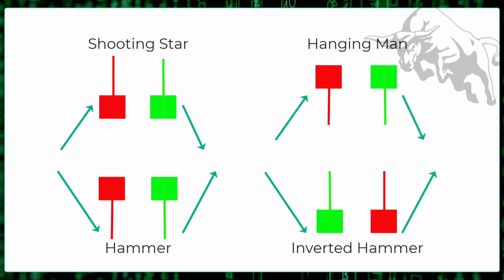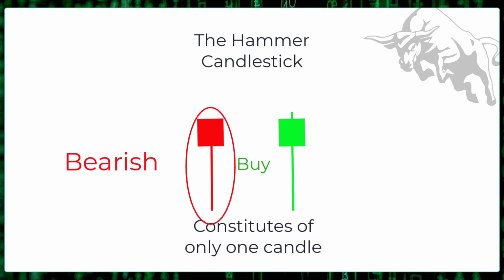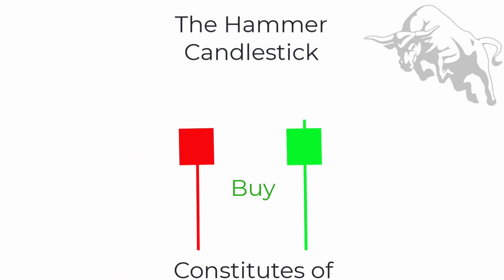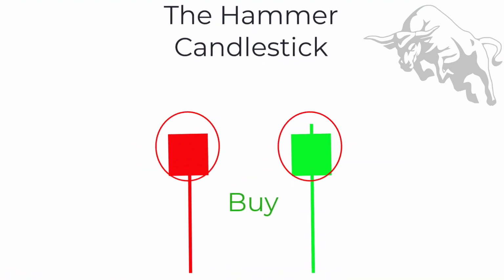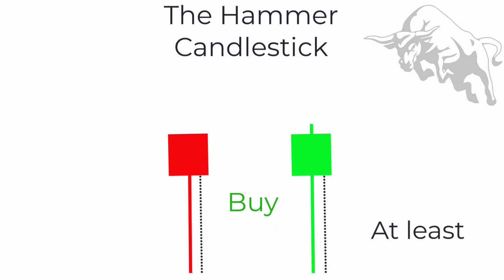The first 4 candlestick patterns, which I will go over now, do look very similar, and are easy to memorize. Let's get started with the hammer candlestick. It's a reversal pattern, and a powerful buy signal. It consists of either 1 bearish or 1 bullish candle. Furthermore, the candle has a small body with a wick below it. The wick length should be at least 2 times the length of the body.